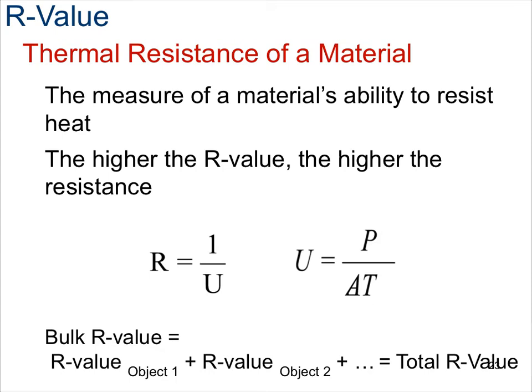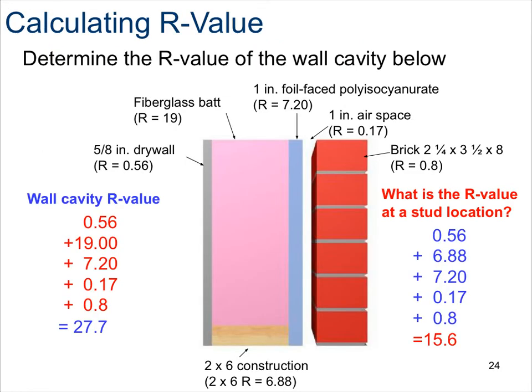When you're dealing with a bunch of different materials acting as thermal resistance, we have what's called the bulk R value. And to find the bulk R value, you find the individual R values of each of the objects and simply add those together, and that will give you your total R value. Consider this example where we're asked to determine the R value of the wall cavity below. So our wall cavity looks like this, and we have several different materials.